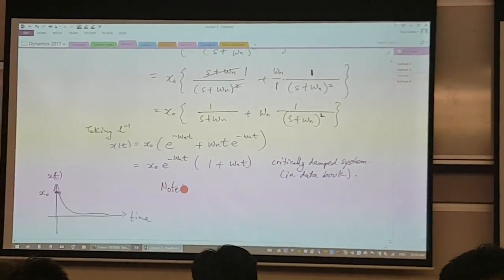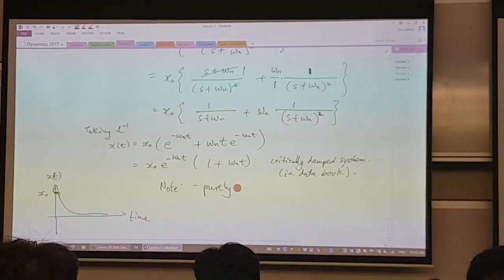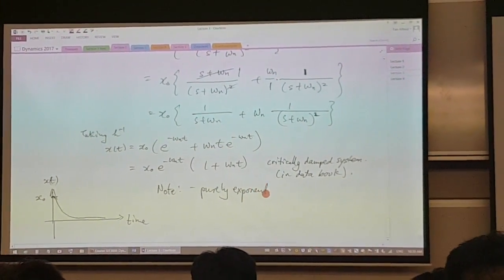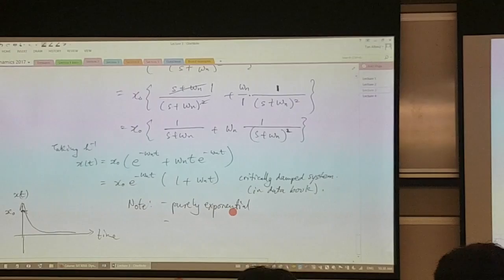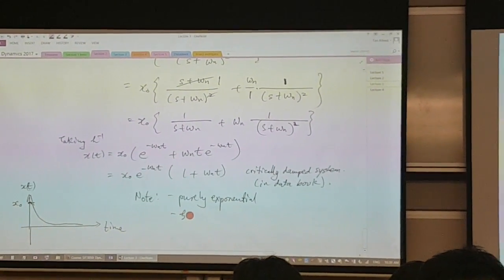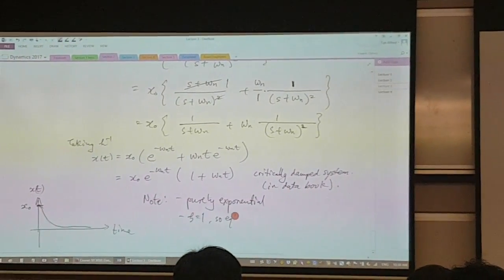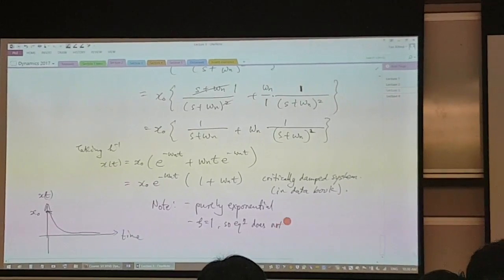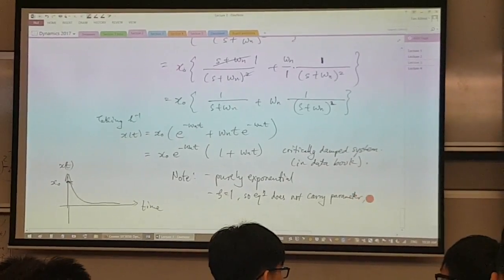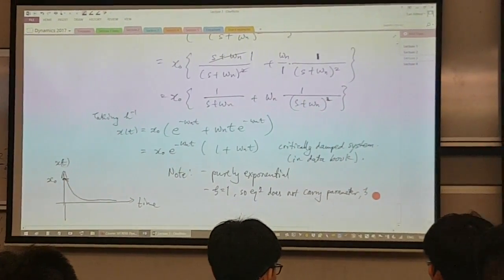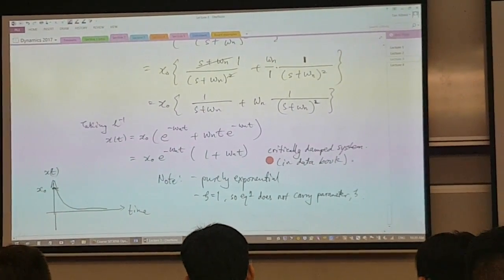So there are a few things to note. Again, this expression is a purely exponential one. This is what we call a critically damped system, and zeta is equal to 1. So that equation does not carry the parameter zeta, because zeta is already equal to 1, so this expression doesn't have a zeta term.